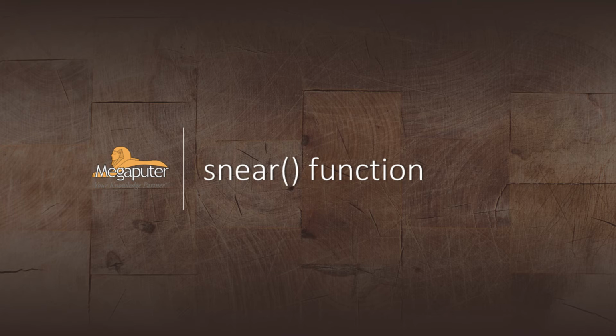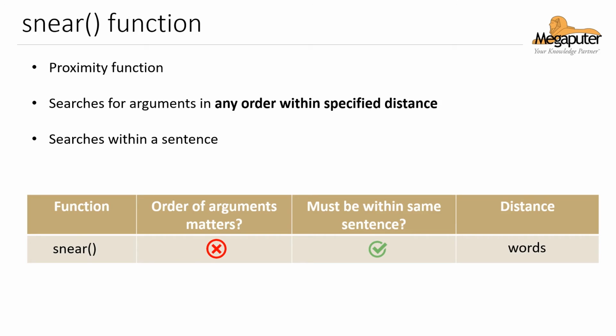Next, let's talk about a modified version of the near function called the snear function. Like the near function, the snear function is a proximity function where the order of the arguments doesn't matter. However, unlike the near function, the snear function only matches records where the function arguments are found within a single sentence, as well as within a specified distance from each other. Additionally, the distance parameter is measured between the words of a sentence.